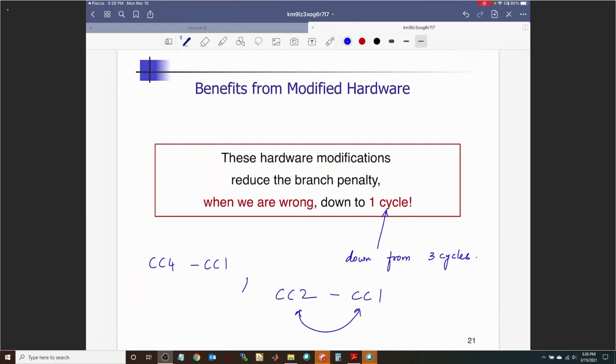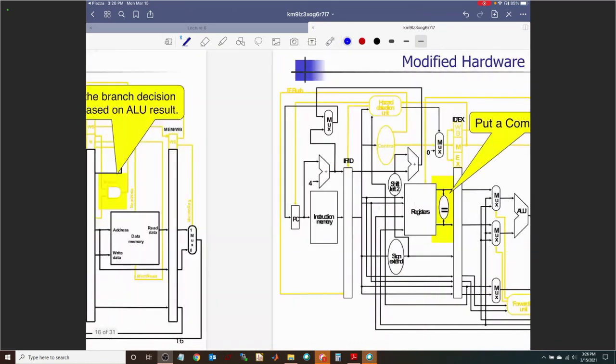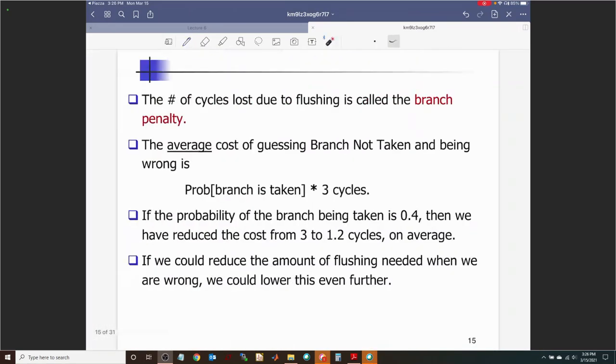So whenever we are wrong, the branch penalty is just down to 1 cycle. If I go back and look at my example here, the probability of branch taken multiplied by 3 cycles before, this number is now 1 cycle. So for the same 40% probability that the branch is taken, I am down to 0.4 cycles being lost on average. That is a lot of improvement because we are able to make that decision early.